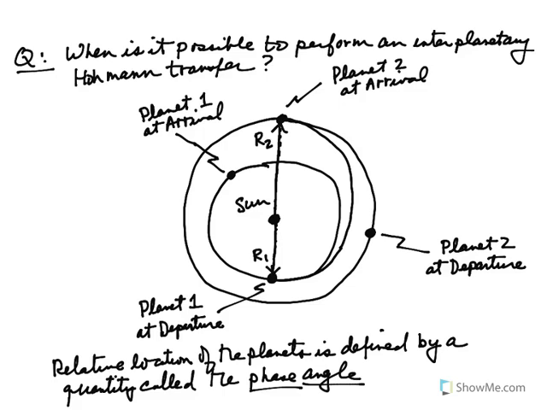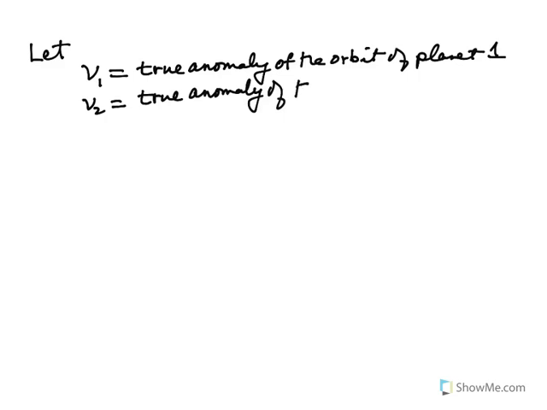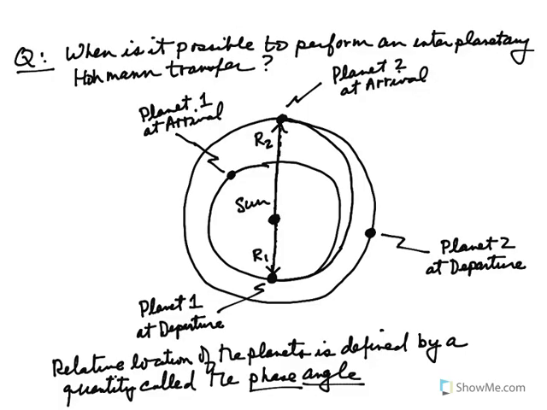So we're going to define this thing called the phase angle. Now, how we define the phase angle is as follows: let nu1 be the true anomaly of the orbit of planet 1, and nu2 be the true anomaly of the orbit of planet 2. Now we're going to measure the true anomaly from the line of apsides.